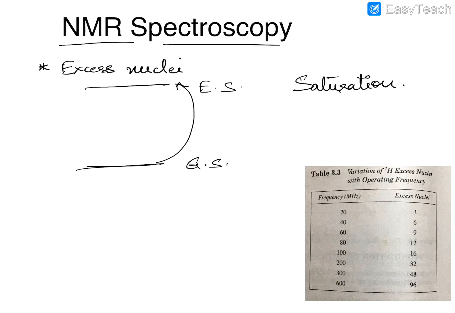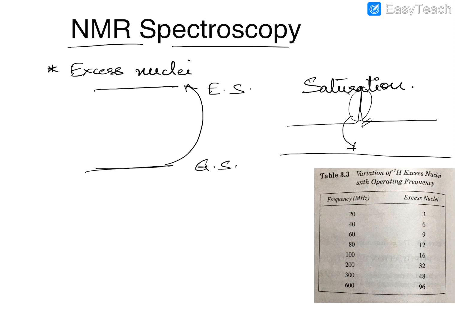And when there is saturation, the peak that should have otherwise looked like this would then become blank, because that particular peak is going to disappear as the energy states are completely saturated. There is no more room for more nuclei to go to the excited state from the ground state. So this excess nuclei concept follows from our normal Boltzmann distribution, and the Boltzmann distribution of n upper upon n lower can be given by e to the power minus delta E over kT, where k is the Boltzmann's constant.